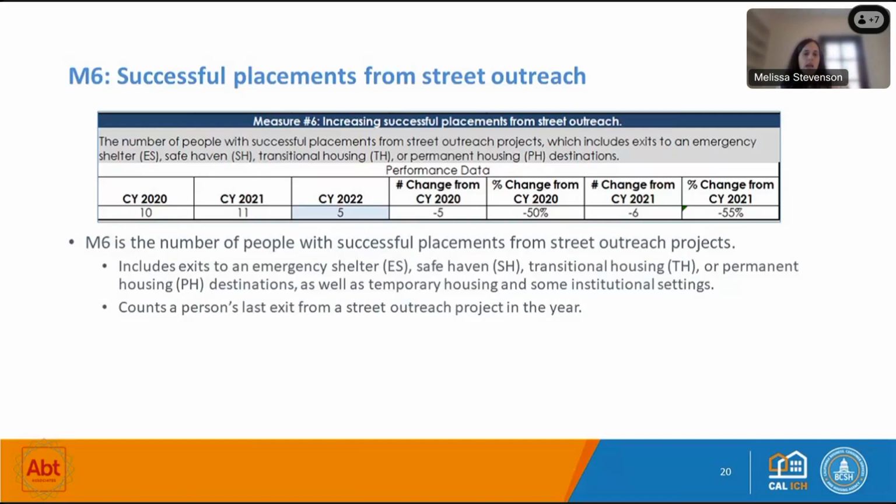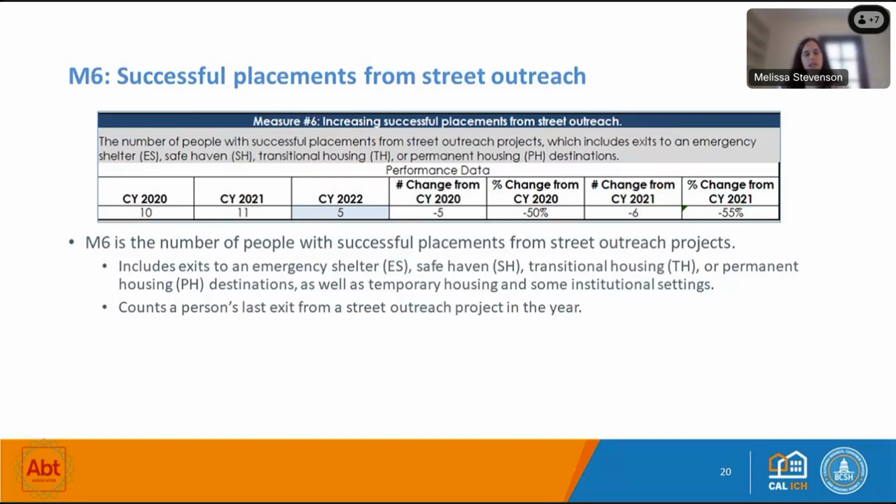And when we look at placements to housing or to other situations outside of street outreach, we also look at exits to emergency shelters, safe havens, transitional housing, as well as those typical permanent housing destinations, and to temporary housing in some institutional settings. So for the folks that are in street outreach, it's a broader universe of exit destinations that are considered successful, because these are folks who are experiencing unsheltered homelessness, and we're trying to get them into safe residential spaces, even if that's not permanent housing.